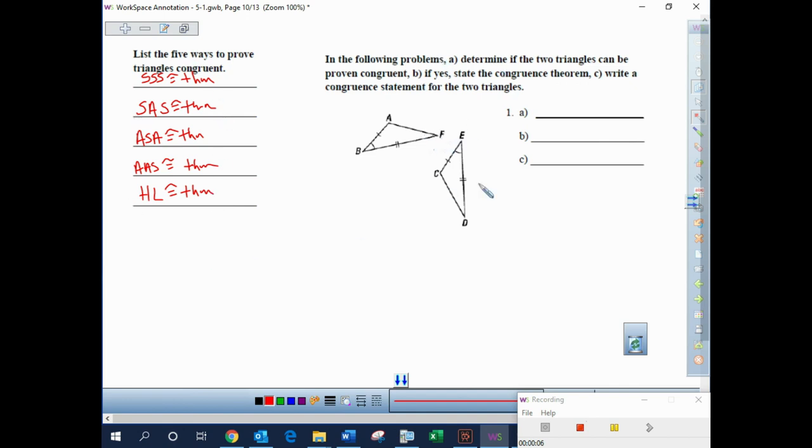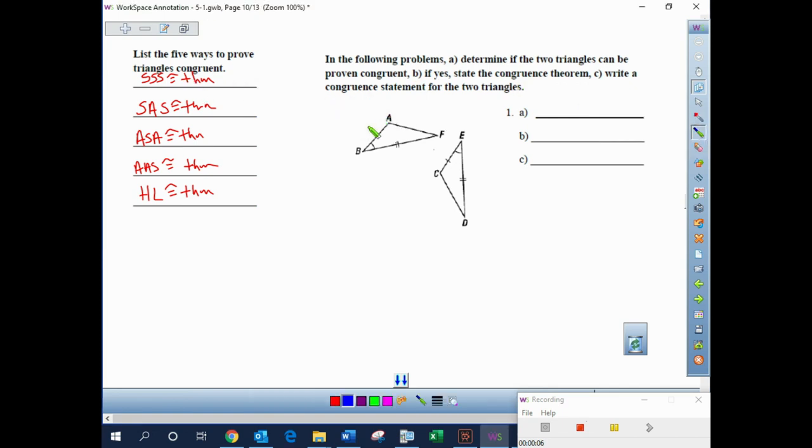Let's check out these problems here. It says A, determine if the triangles can even be congruent, so yes or no. If we say yes, then B, state which one of these 5 congruence theorems we used, and then C, write a congruence statement. So let's dive in. First, let's see if any of these ways work.